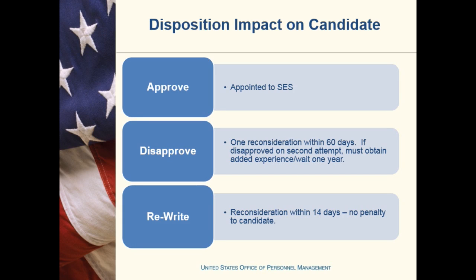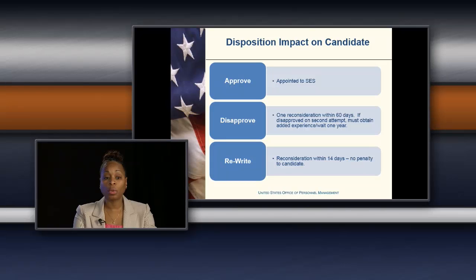For cases that are disapproved, candidates and agencies have one more opportunity to recraft that package within 60 working days and resubmit to OPM to be reviewed by a new board. Candidates that have to rewrite are given 14 days to revise those 1 or 2 ECQs so that the board can take a look at it and make that final decision.